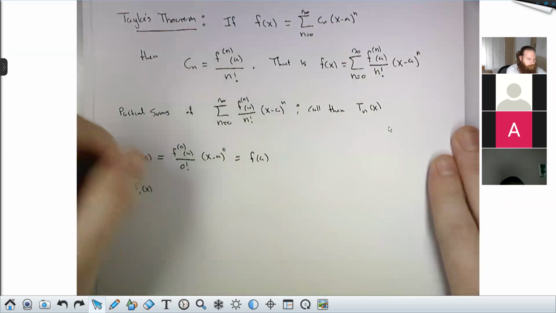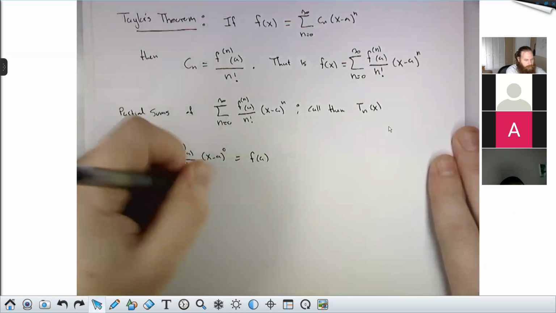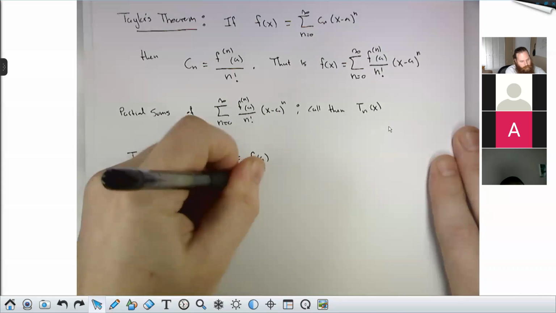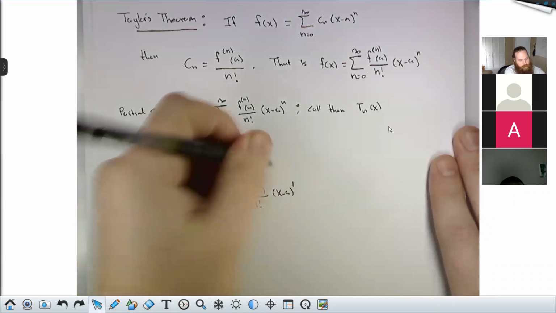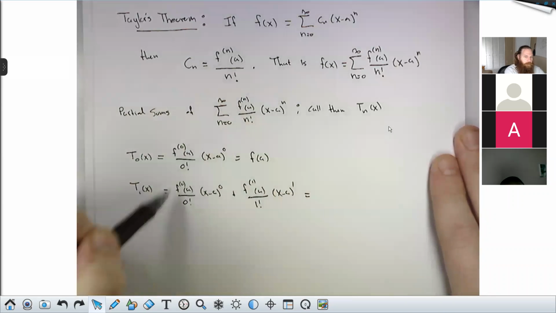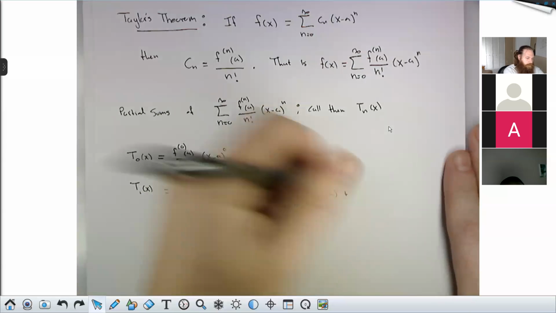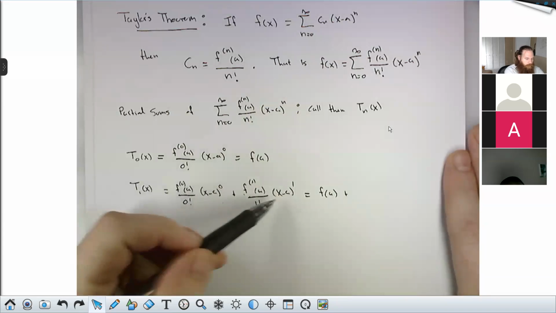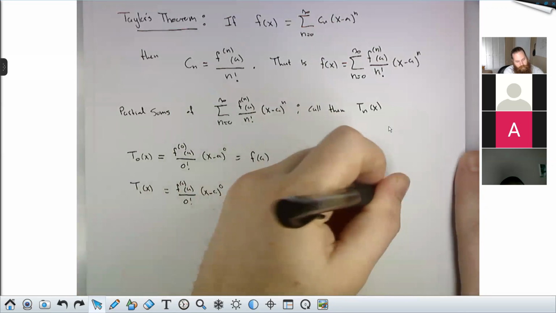T1 of x is f0 of a over 0 factorial times (x minus a) to the 0 plus f1 of a over 1 factorial times (x minus a) to the 1. This piece right here is just f of a, plus this piece right here, f1 of a, the first derivative of f evaluated at a, divided by 1 factorial, which is 1. This is f prime of a times (x minus a).